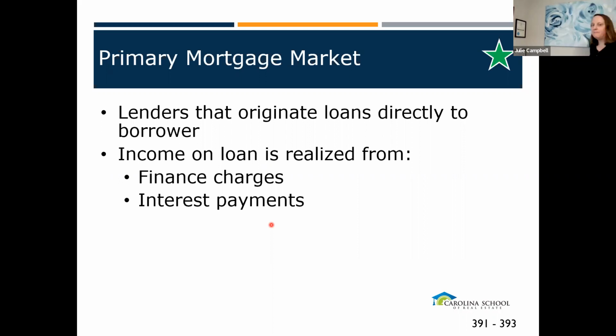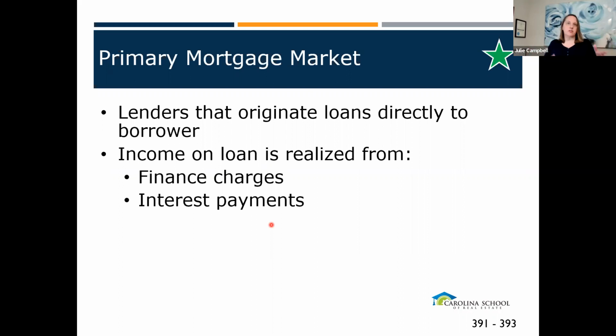They make their money from financing charges. An example of that may be loan origination fees. And if they keep their loans in-house, they also make the interest rates, the interest payments. Some lenders keep their loans in-house, some sell them. So the primary market are the players that you and I communicate with.